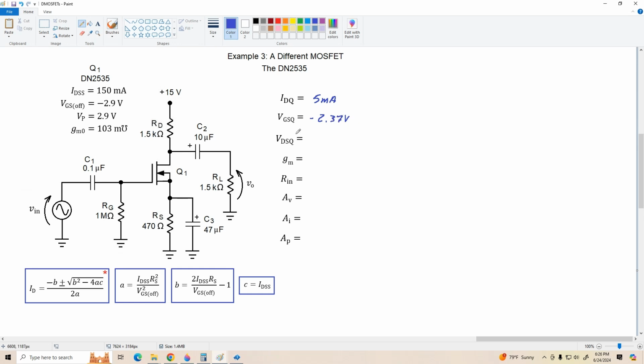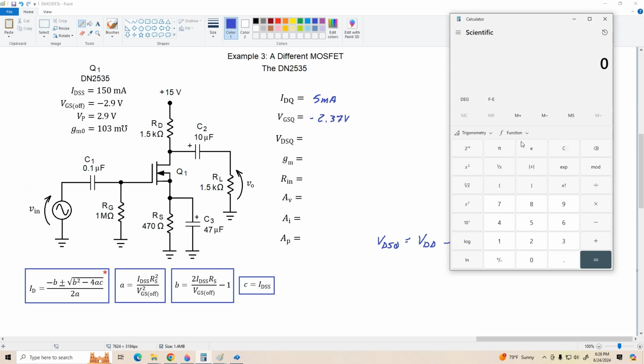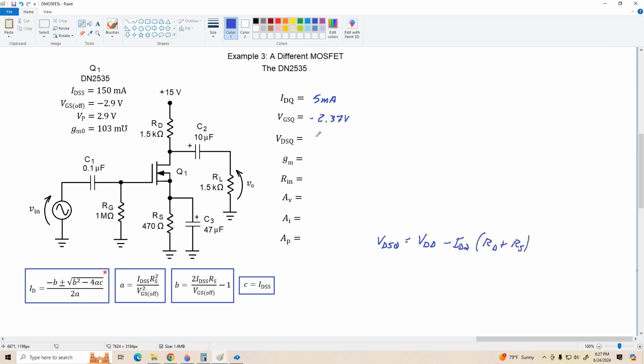All right, but anyway, now VDS, of course, is equal to VDD minus IDQ times RD plus RS. And let's see what we get here. Okay, RD is 1500 plus 470 times 5 milliamps, 0.005, is 9.85, and we'll subtract 15. Ignore the negative sign. So we've got a VDSQ of about 5.2 volts.